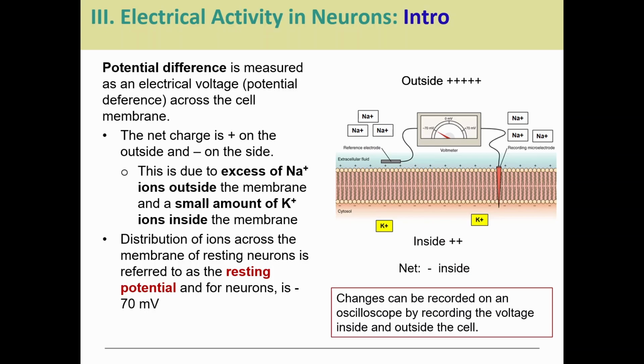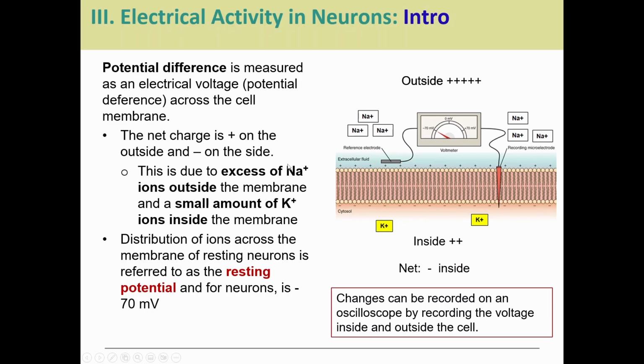Cells typically like to be on the more negative side inside, with a more positive charge on the outside. So a normal resting cell is going to be about negative 70 millivolts. This is the potential difference, right? The difference between the inside and the outside of the cell in terms of electrical voltage. We can actually measure that with a voltmeter. The reference electrode we see here is picking up what's on the outside of the cell. Here's our recording electrode that we stick into the cell, and we would see negative 70 millivolts compared to the outside.